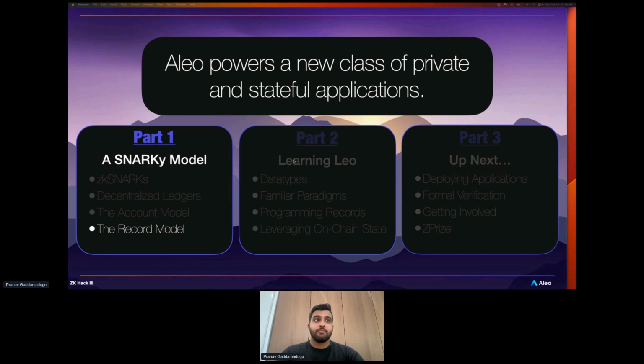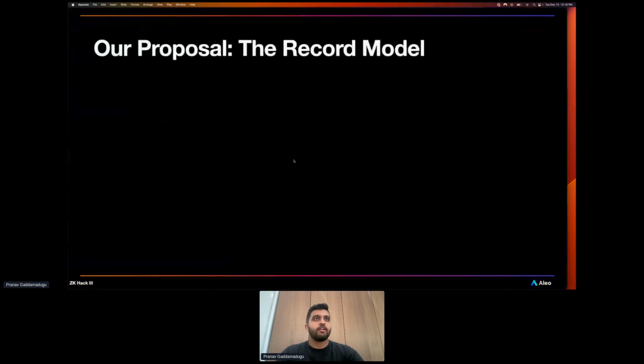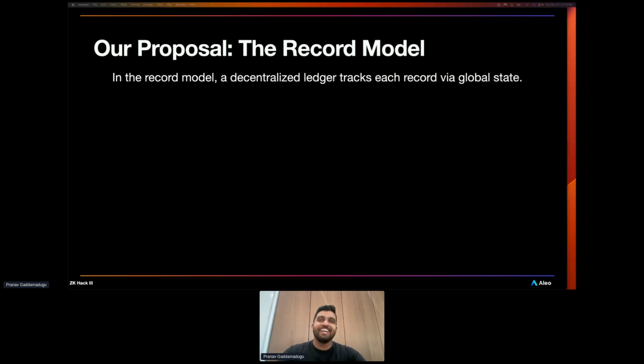Great. So I'm going to keep heading on. The record model, just to recap so that we're all on the same page: the account model has some core problems. No actual privacy because of access patterns, and no concurrency or efficient state updates. So we're going to solve that with this new, or old, model called the record model. Essentially, in this model, a decentralized ledger tracks each record via global state. Instead of tracking accounts indexed by address, the ledger effectively tracks a set of records.